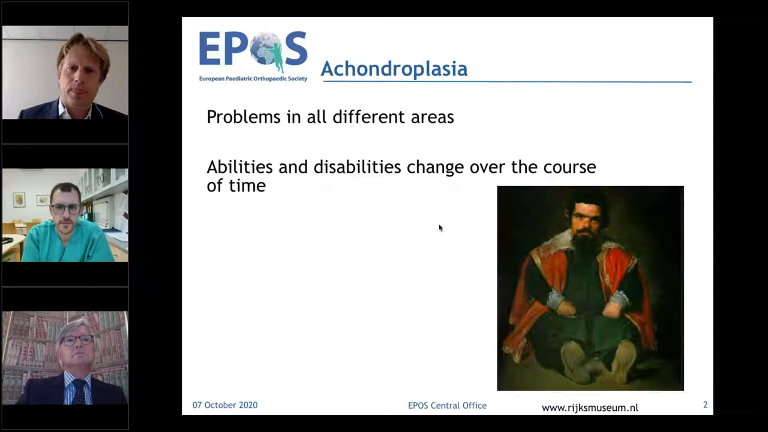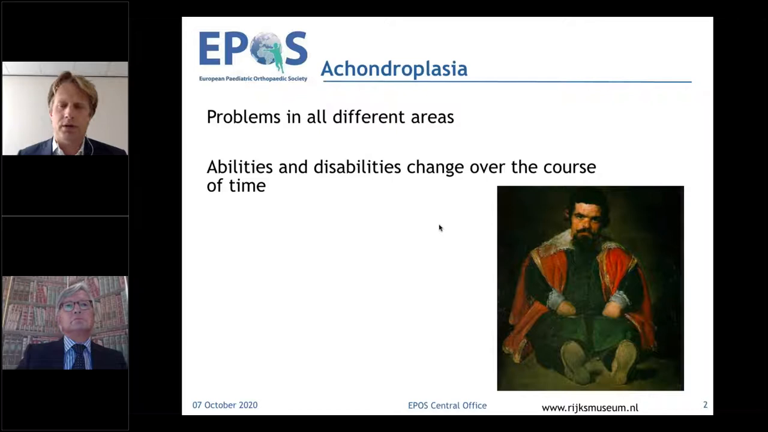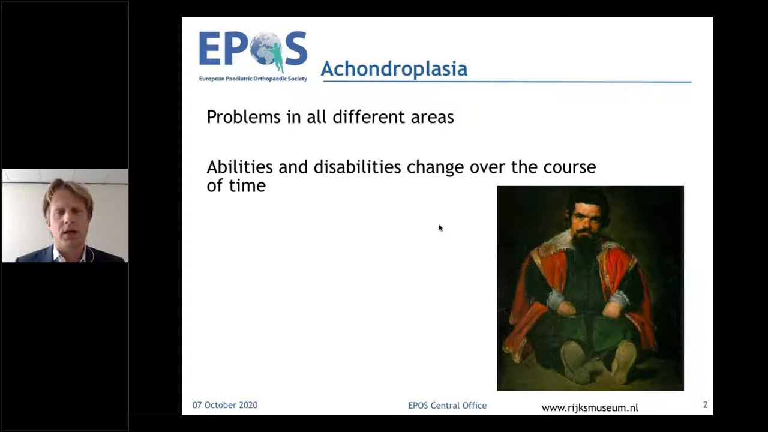People with achondroplasia have distinct features that we all know. So they have got short stature, rhizomelia, frontal bossing, trident hands, varus deformity in lower legs, and all these different anatomical changes affect lots of parts of their lives. It affects actually all parts of their lives. People with achondroplasia are not just short people, but these are people with abilities and disabilities as well. And these abilities and disabilities might change over the course of time.